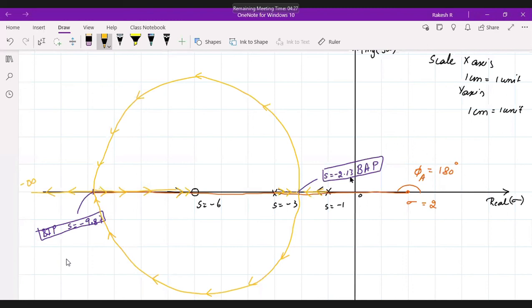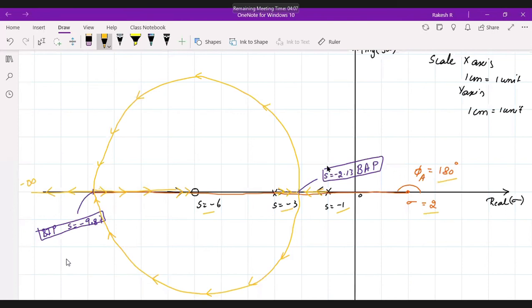What all you need to mark? Just see here. You need to mark the poles: s equals -1, s equals -3, s equals -6. You need to mark these 3 points. Right. After that, you need to mark the centroid, s equals -2, and the angle of asymptote, phi equals 180 degrees here.